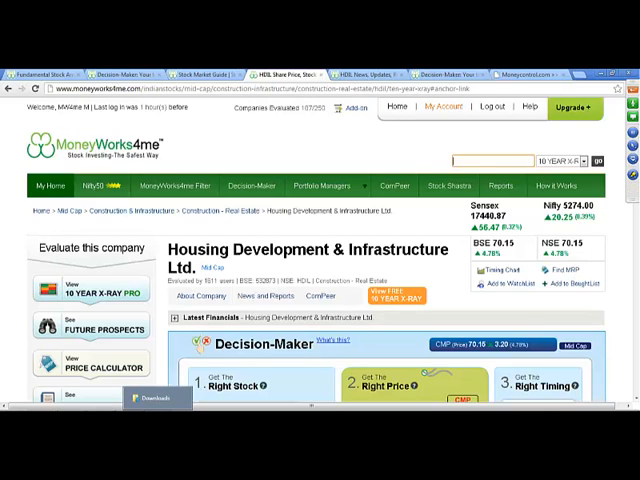A follow-up question, again by Mr. Abhidit, is: I am a very new investor. What should be my initial portfolio value, diversification, and what is the percentage of return I can expect?